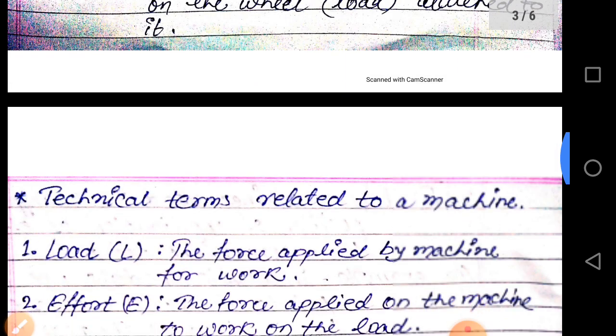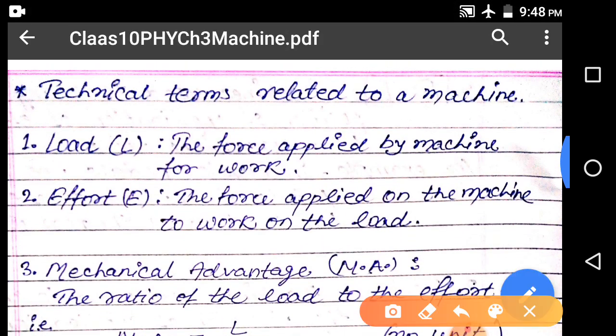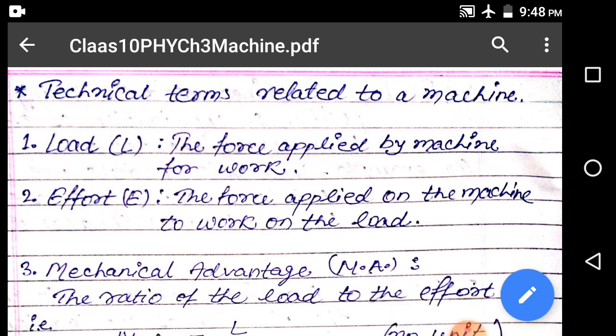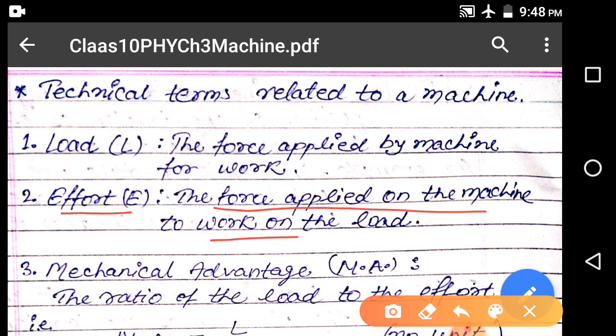Now see, the next point we have is the technical terms related to a machine. First, the load. Load is the force applied by the machine for the work, as we have discussed earlier. Now effort. Effort is the force applied on the machine to work on the load.